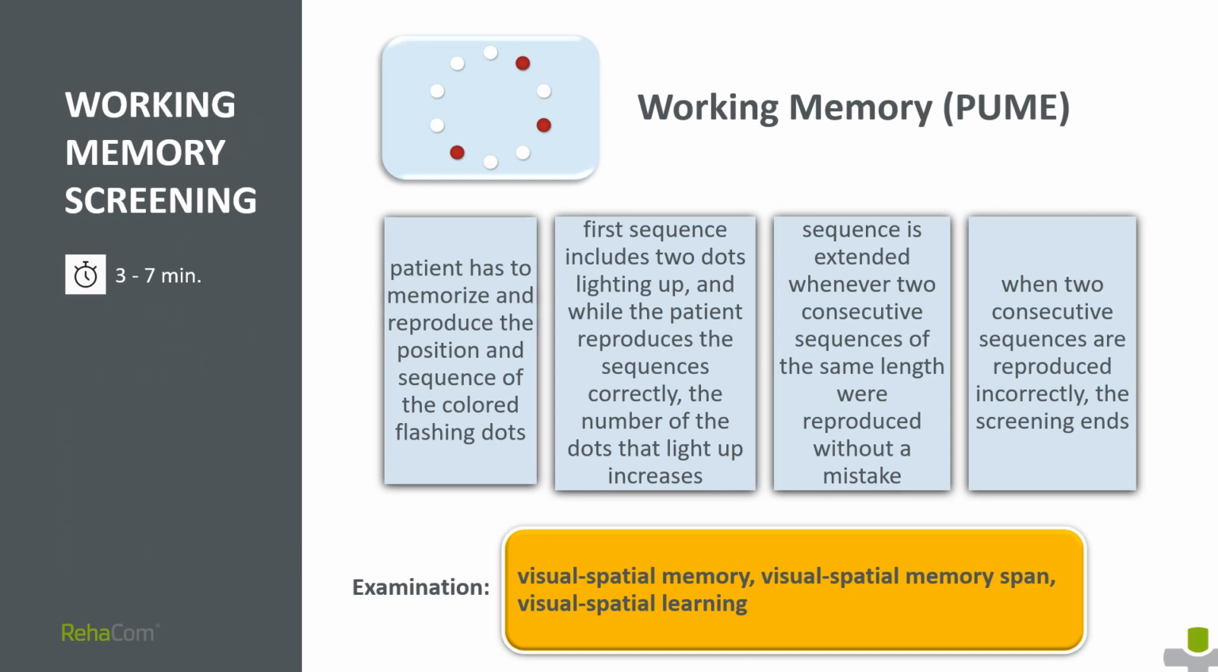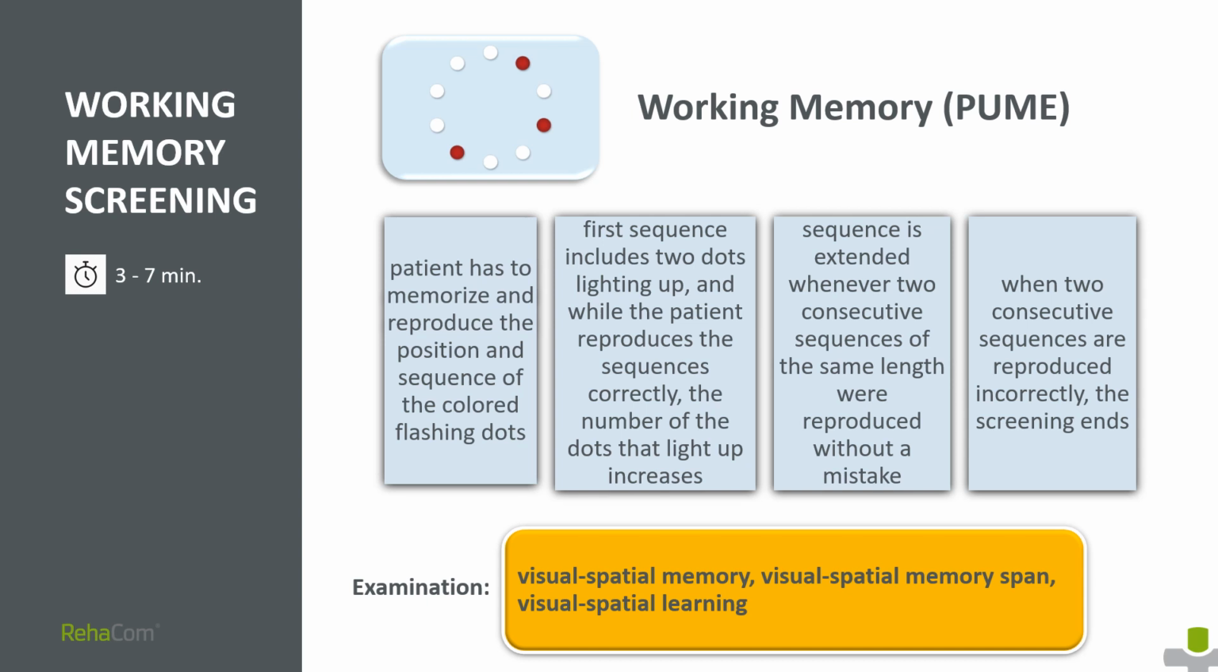In the working memory test, visual spatial memory span and visual spatial memory functions are measured. The task is also used to test the implicit visual spatial learning ability. During the learning phase, an increasing number of dots at different randomized positions on the circle turn red and fade. The task is to remember those dots and click on them in the same order.